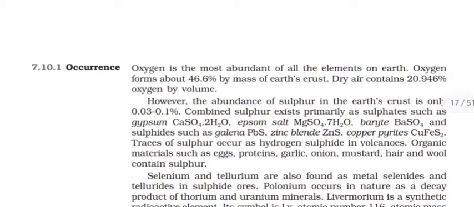Occurrence: oxygen is the most abundant of all elements on Earth. Oxygen forms about 46.6% by mass of Earth's crust. Dry air contains 20.946% oxygen by volume.